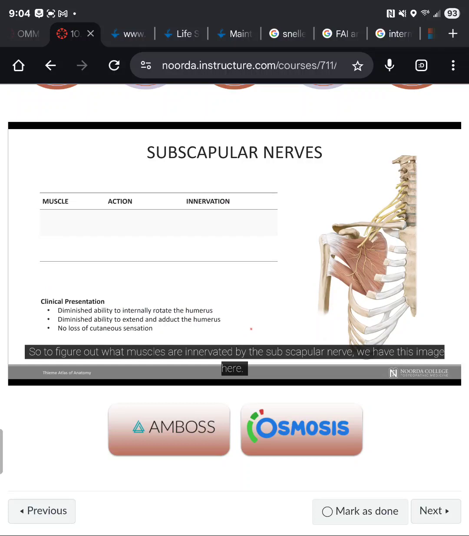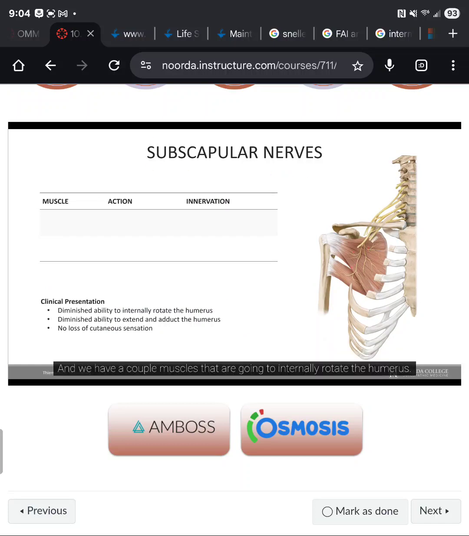So to figure out what muscles are innervated by the subscapular nerve, we have this image here, and we have a couple muscles that are going to internally rotate the humerus. So we can see here we have one nerve. This is the upper subscapular nerve right here, and that is innervating this muscle that is in the subscapular fossa. But then we have a second, the lower subscapular nerve right here. That is also innervating this muscle in the subscapular fossa. So the subscapularis muscle internally rotates the humerus, and it is innervated by both the upper and the lower subscapular nerves.